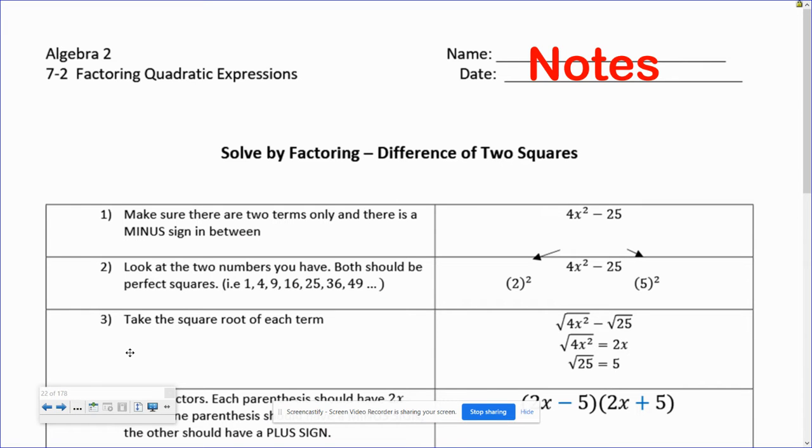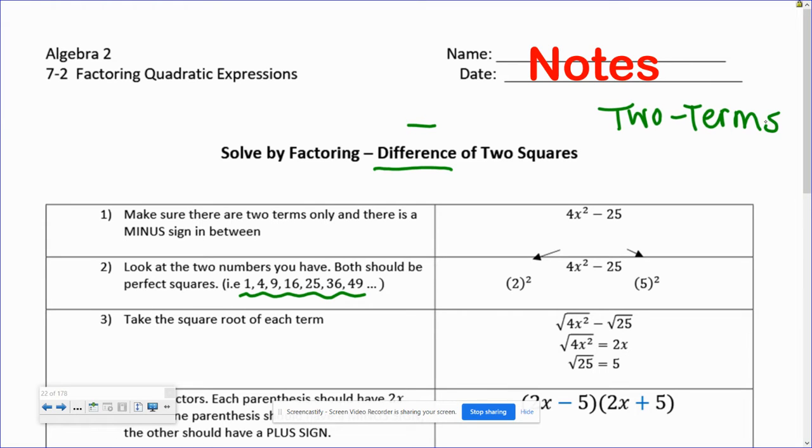But a difference of two squares is always going to look like this. Difference means subtraction, so it's always going to be subtraction. And it's always going to be of two perfect square numbers. Okay. So perfect square numbers, some examples would be like 1, 4, 9, 36, 100, etc. So it's always the difference of two squares. So these are always kind of a two-term polynomial.